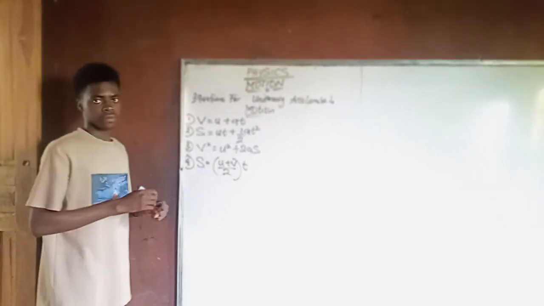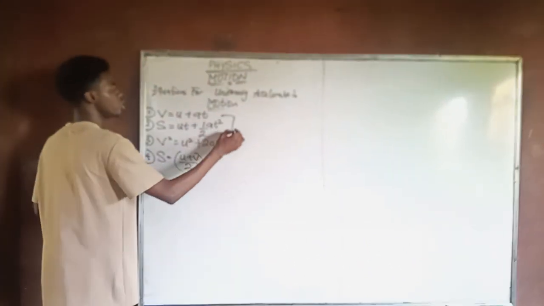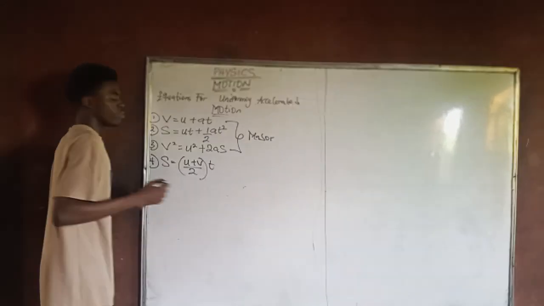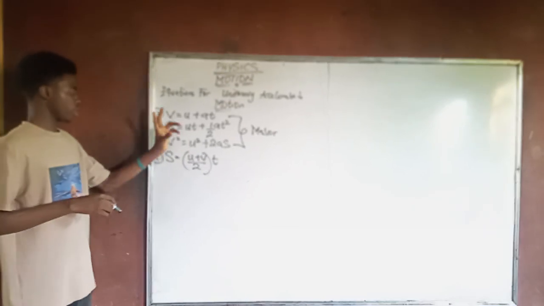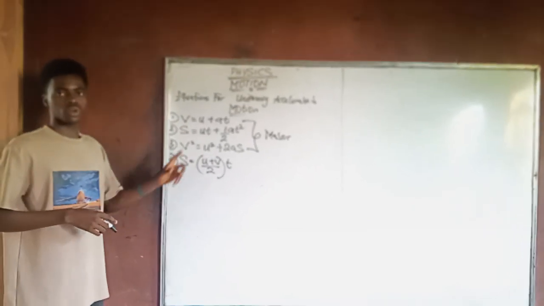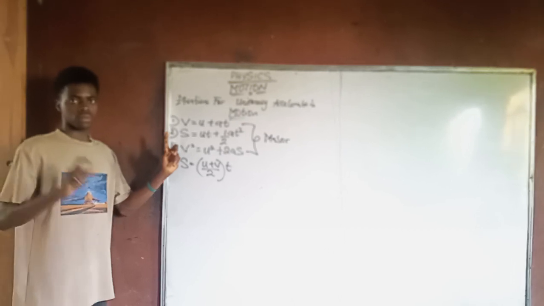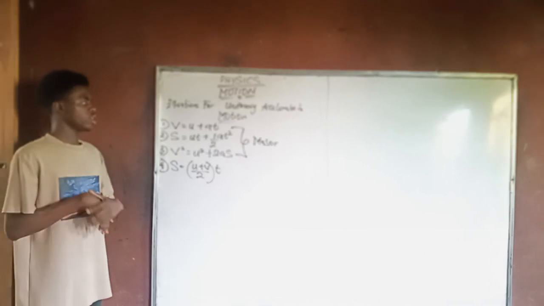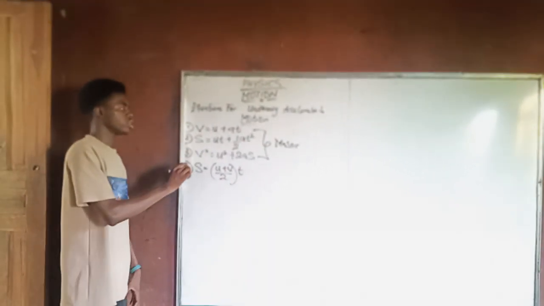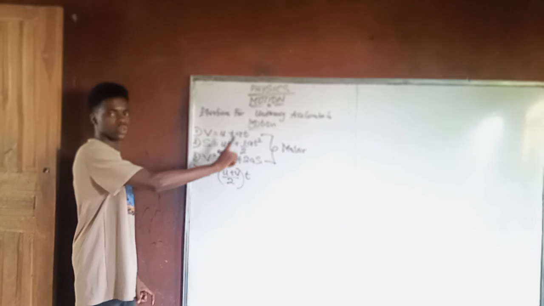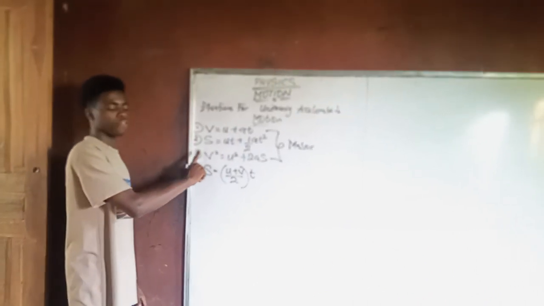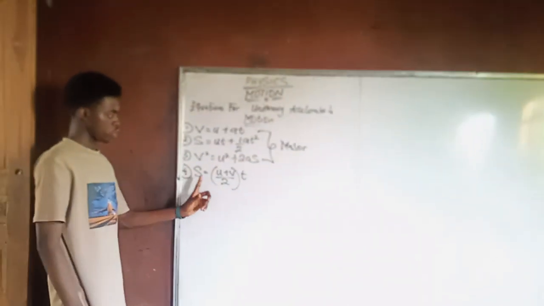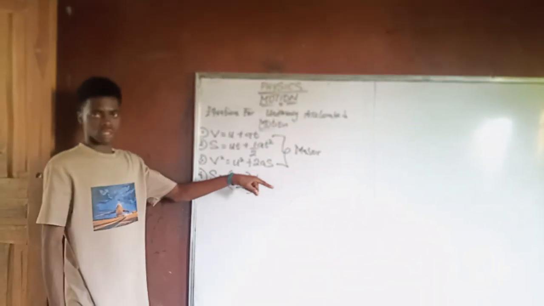The first three I wrote on the board are the three major equations we use. But based on the textbook you might have used in studying, some textbooks list these 4 equations, while some list just these 3. The first is v equals u plus at. The second, s equals ut plus half at squared. The third, v squared equals u squared plus 2as. And the last one, s equals (u plus v) over 2 times t.